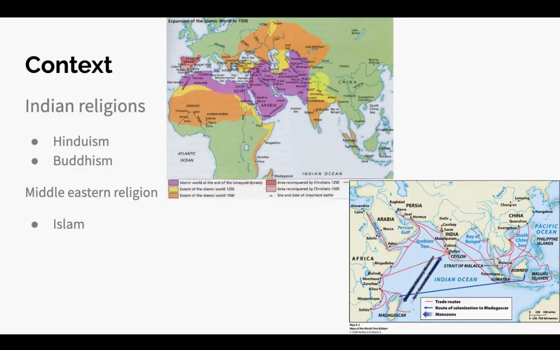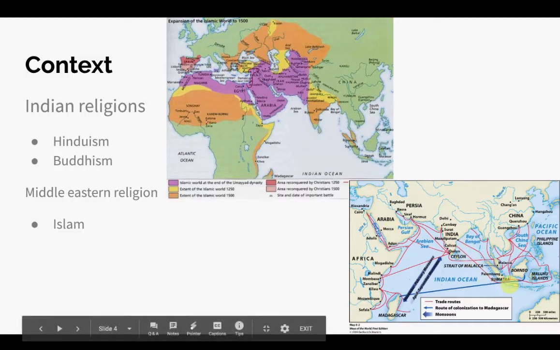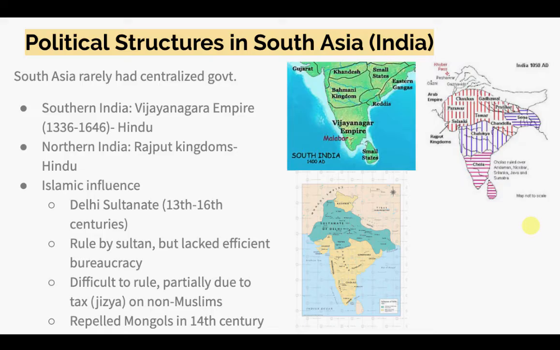We also should remember the Indian Ocean trade route, which played an important role in linking diverse civilizations together through the exchange of goods and ideas. So as you can see, here's the Arabian Peninsula where Islam began, and this trade route connects the Arabian Peninsula with India, and we'll look also at its effects on Southeast Asia.